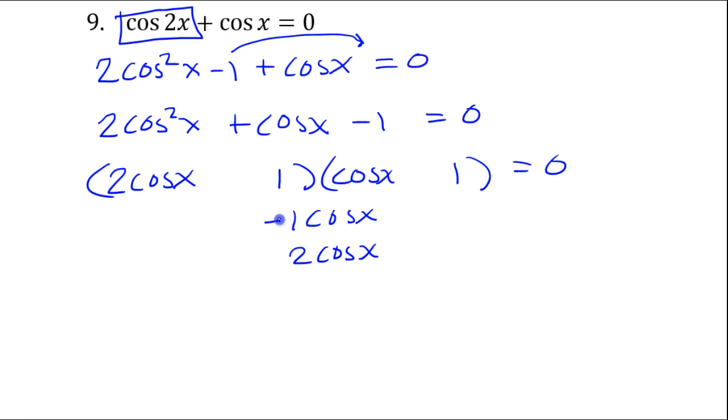That will happen if I have a negative 1 cosine x and a positive 2 cosine x. So that means this would have to be negative and this would have to be positive. Will that give me negative 1? Yes. Negative 1 times positive 1 is negative 1. So we factored it.